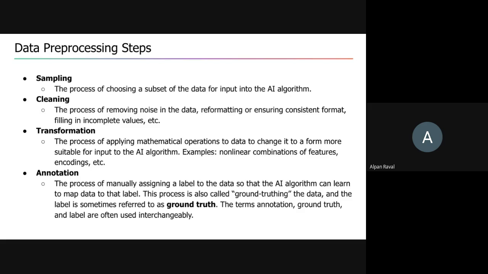So this is where we were the last time, day before yesterday. We were talking about the various data pre-processing steps: sampling the data, meaning choosing a subset for input into the AI algorithm, then cleaning it, the process of transformation, which we discussed in some detail, and then the process of annotation or ground truthing or labeling the data. Remember, these three terms are sort of interchangeable: annotation, ground truth, and labels.